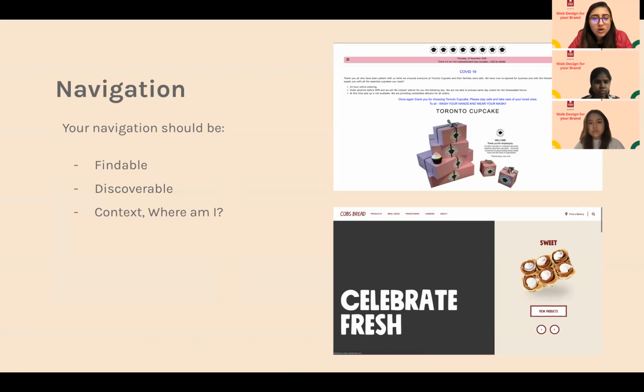The third thing is context. Where are you in the scheme of things? So this can be achieved by clearly mentioning what web page you're at. So if you see the second, the bottom example here, there are a few navigation items at the top which say products, meal ideas, careers, and about. And this is helping you have a better navigation, since you can easily understand that you'll find products here and you can discover more products here.